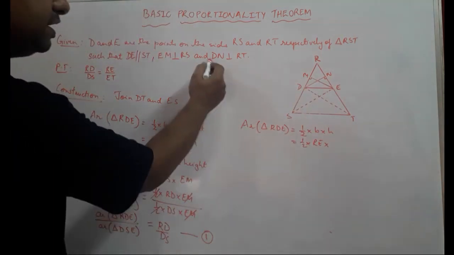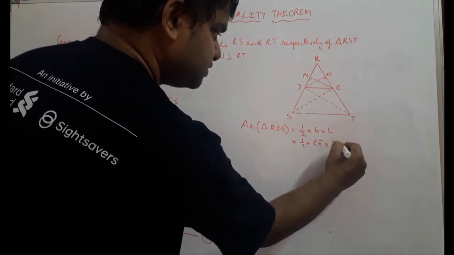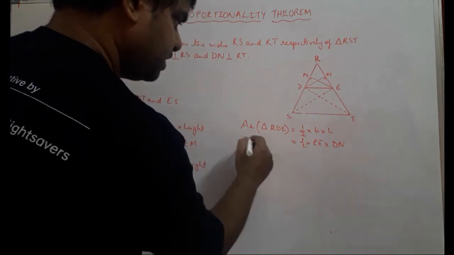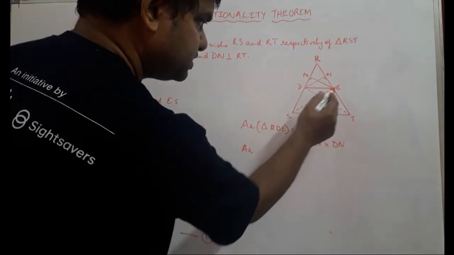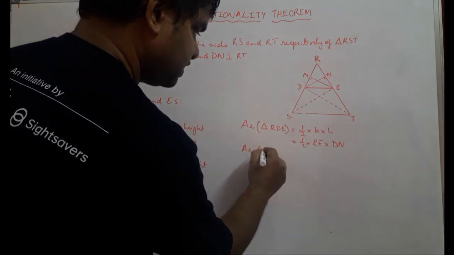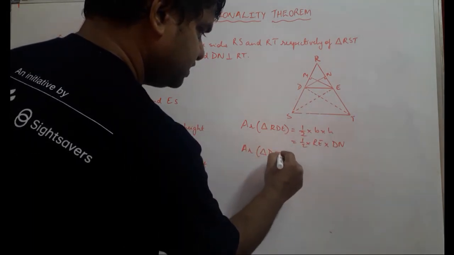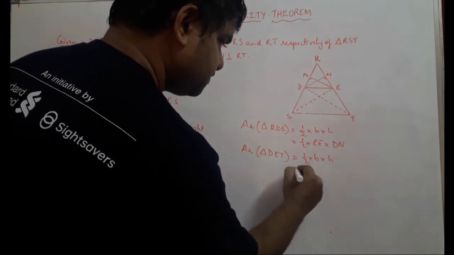We are given that DN is perpendicular to RT, so DN becomes our height. So DN is our height. Okay, and we'll take this triangle. Before we took DSE, so now we'll take DET. So area of triangle DET is half into base into height.